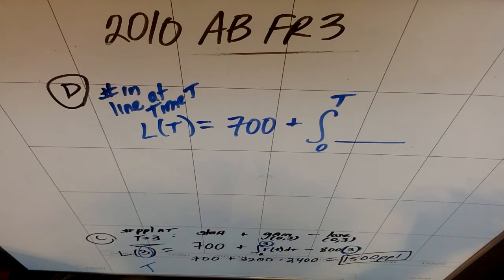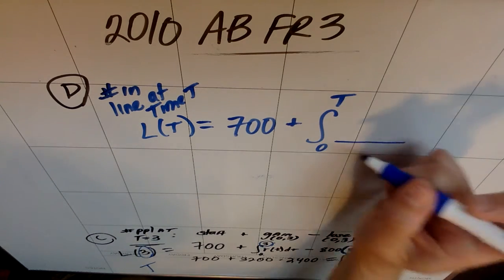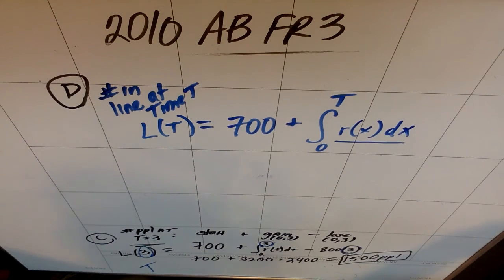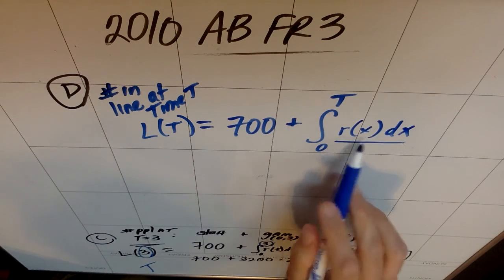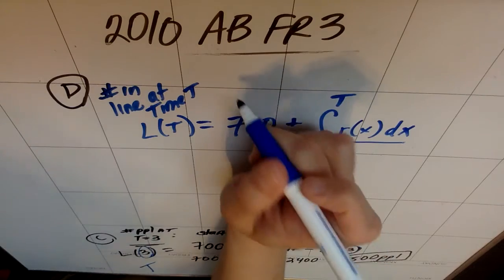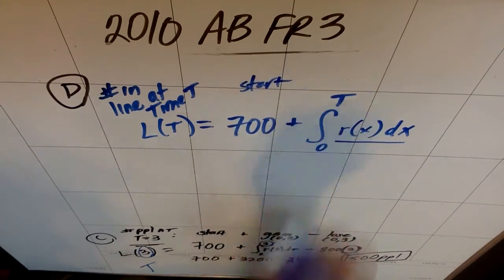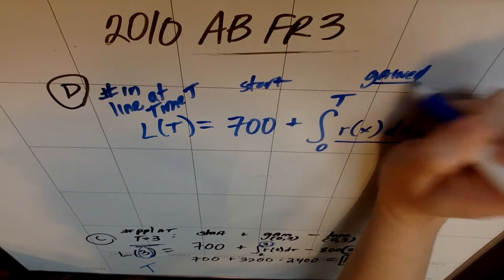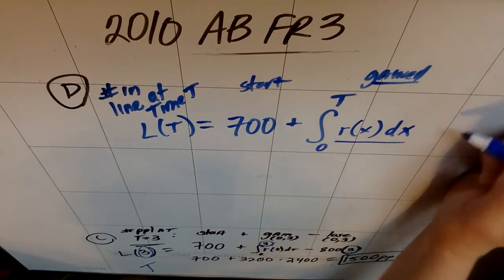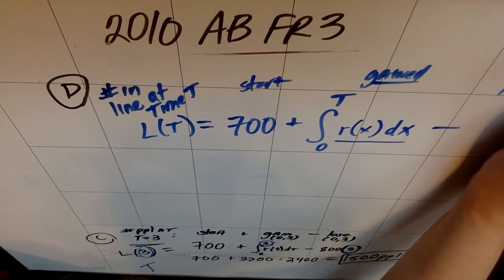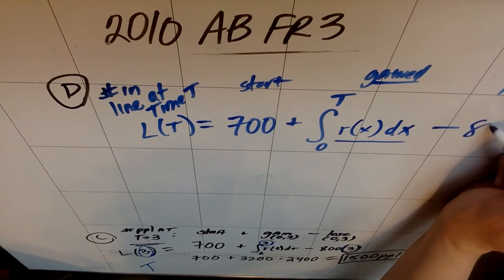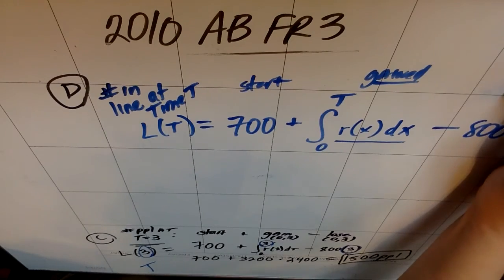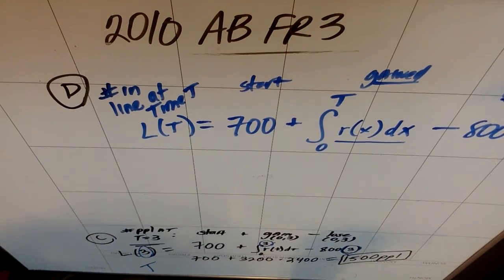So the AP used s. I use x. It doesn't matter. You can pick any variable that is not otherwise used in the problem. So the integral of r of x dx. So this was the number I had at the start, just like we saw in part C. This was the amount that I gained. I gained that many people in line from 0 to t, minus the number that I lose, which is the 800t. And if I want to be more consistent in my tenses, this would be lost because I used a past tense for gained.